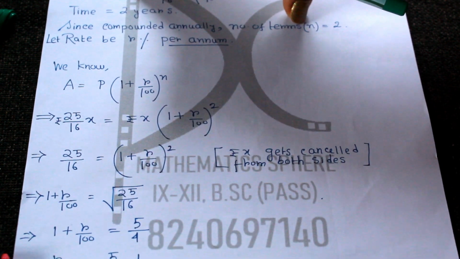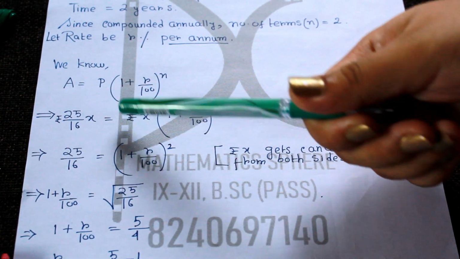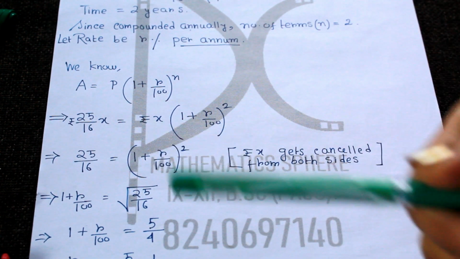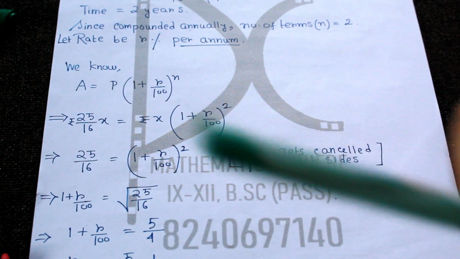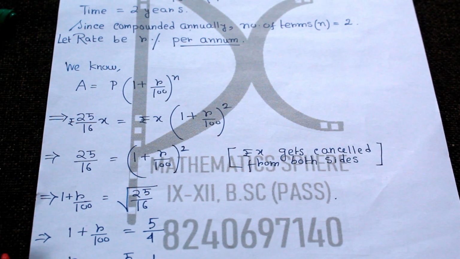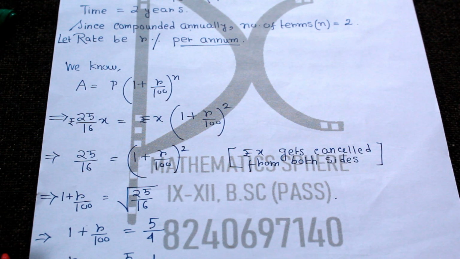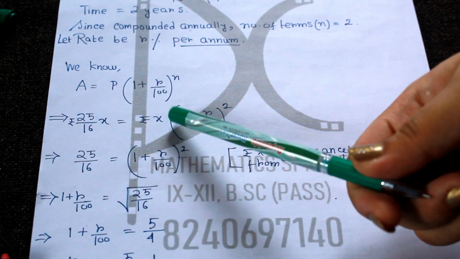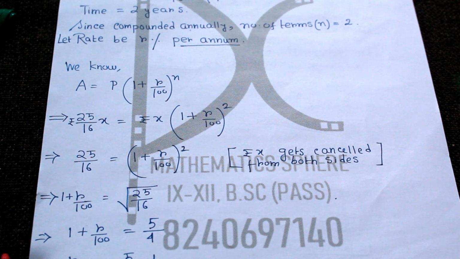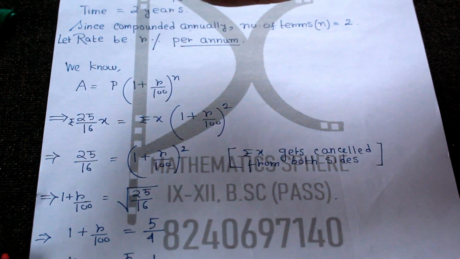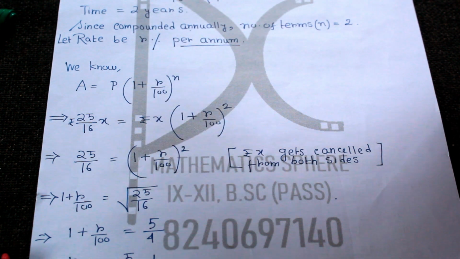So what do we know? We know A equals P into 1 plus r by 100 whole to the power n. Now put the values. A is rupees 25 by 16 x, P is rupees x, and 1 plus r by 100 whole to the power 2. R will remain as it is. See here, this x and this x get cancelled, and the rupees get cancelled. So this x actually does not remain.